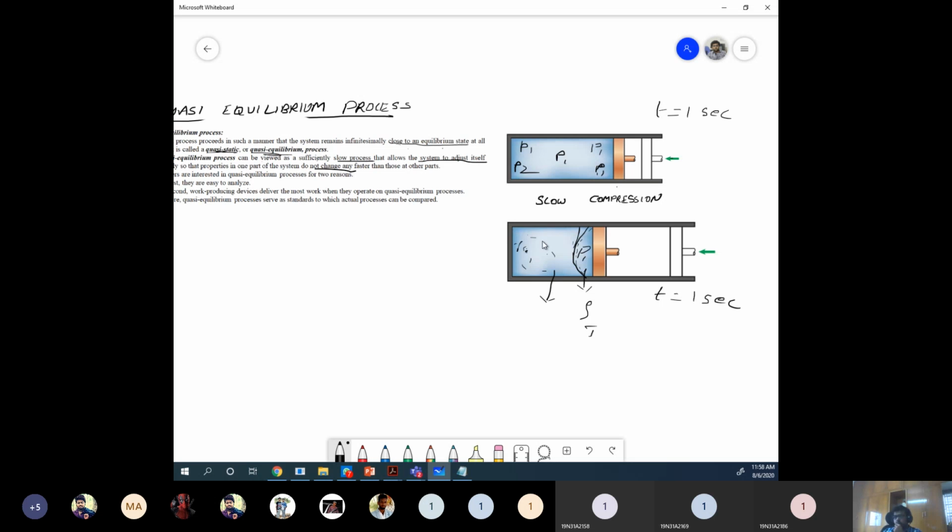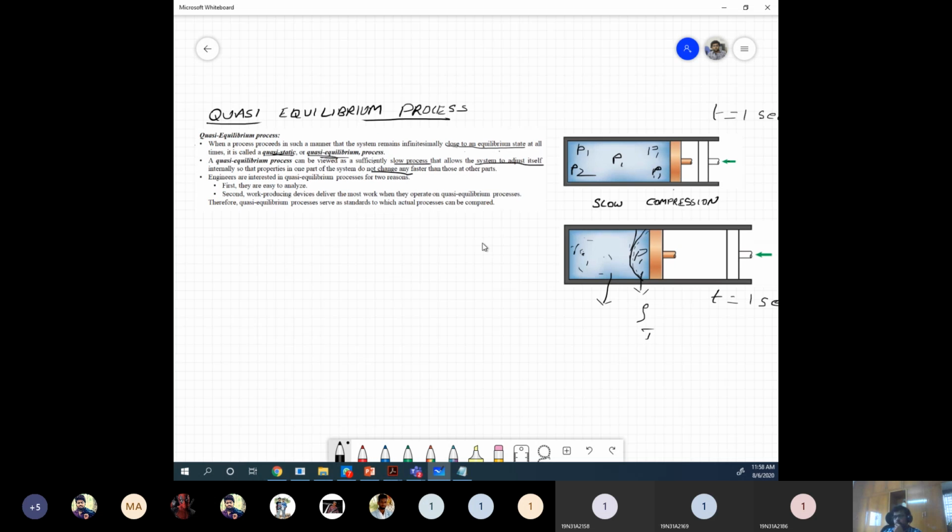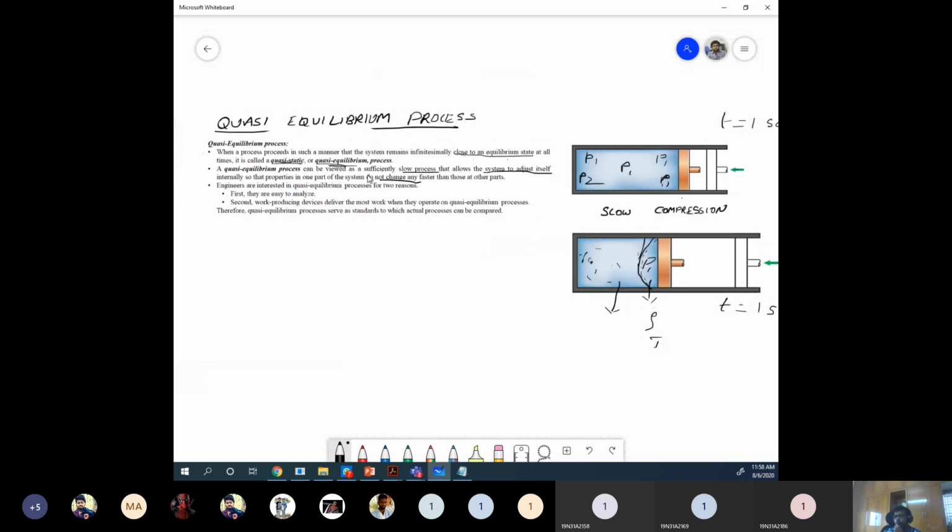So that is what is written here. A quasi-equilibrium process can be viewed as a sufficiently slow process that allows the system to adjust itself internally so that the properties in one part of the system do not change rapidly. It should be uniform. That means it should be under thermal equilibrium and mechanical equilibrium also. Both of them should be there. So this is a slow compression process, and this is fast compression. The fast compression process is a non-equilibrium process.